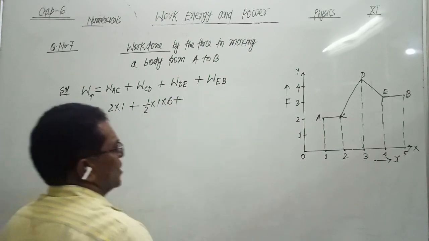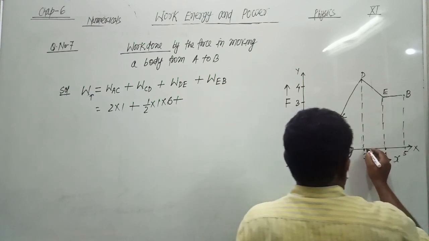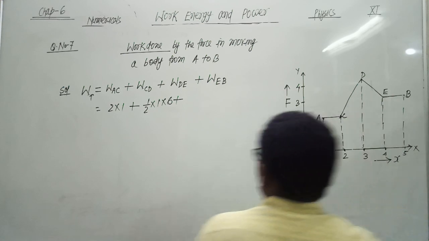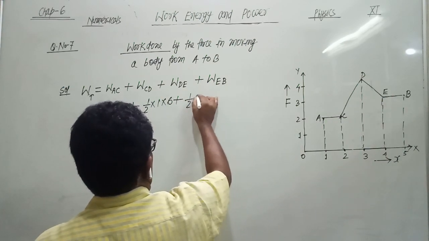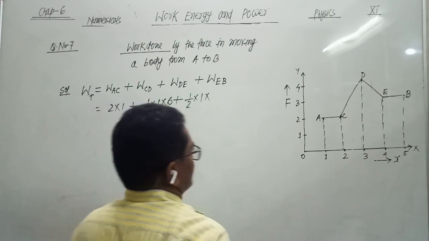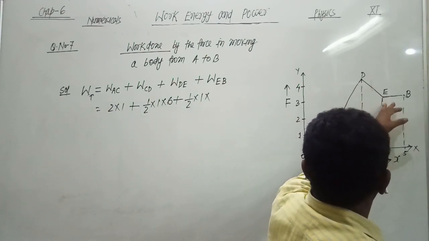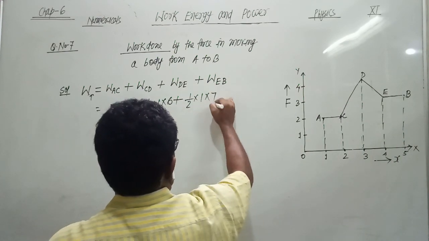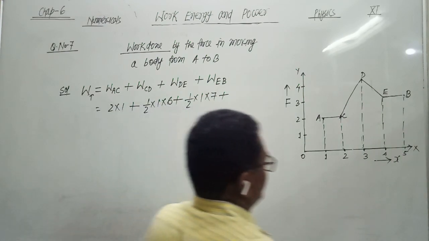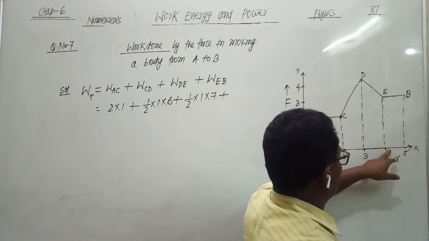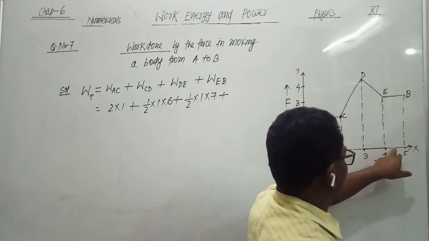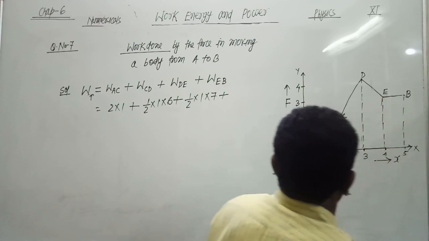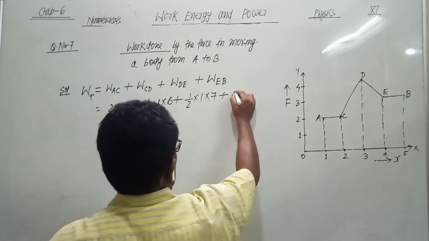Plus work done in going from D to E. Half into height into sum of parallel sides. So 1 by 2 into, again height is 1 and sum of parallel sides means 4 plus 3, 7. Then work done in going from E to B. This is a rectangle, so length into breadth. The length is 3 and breadth is 1, so 3 into 1.